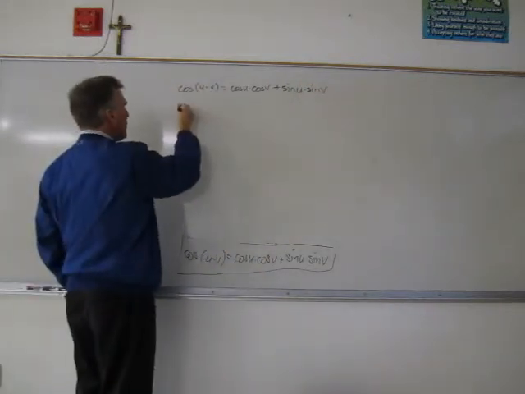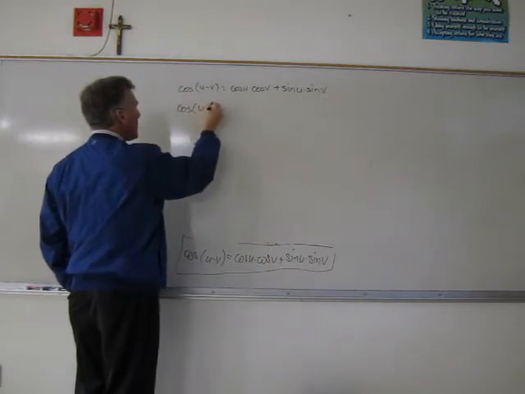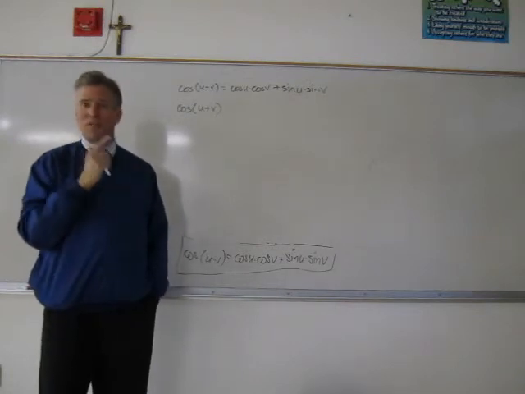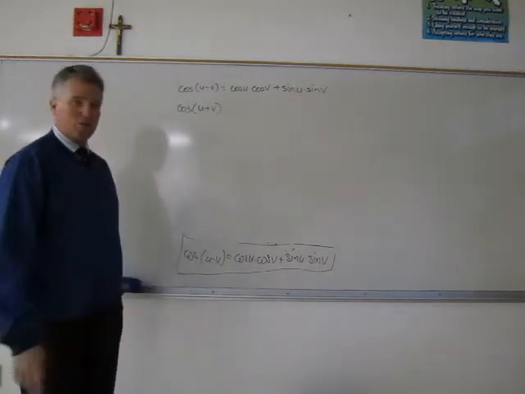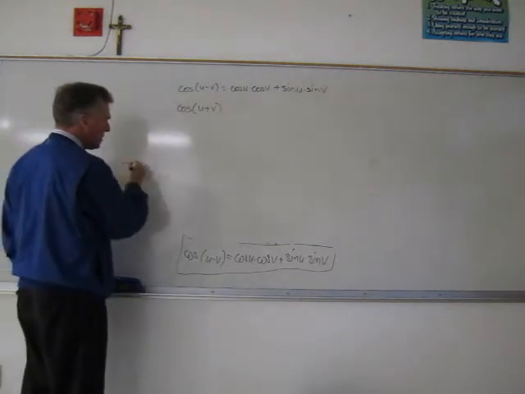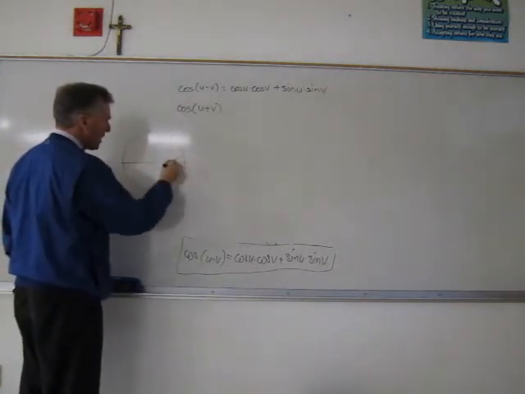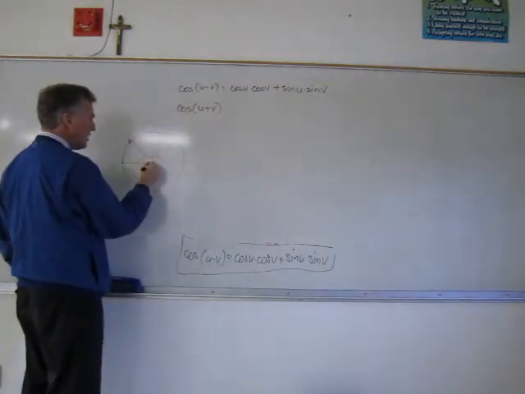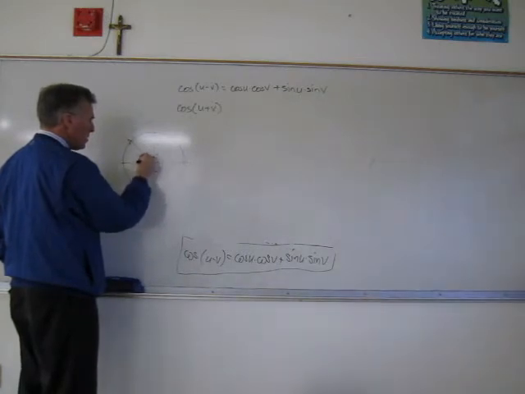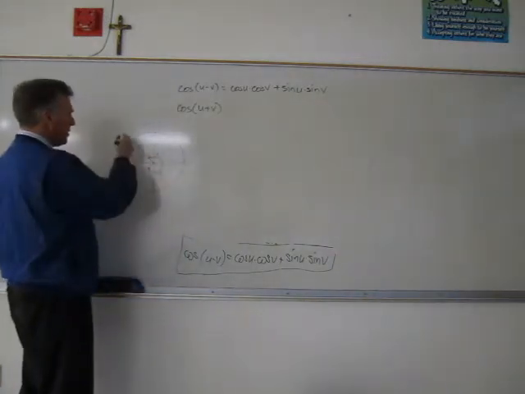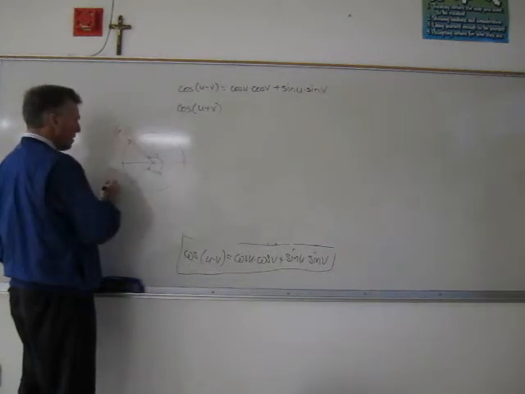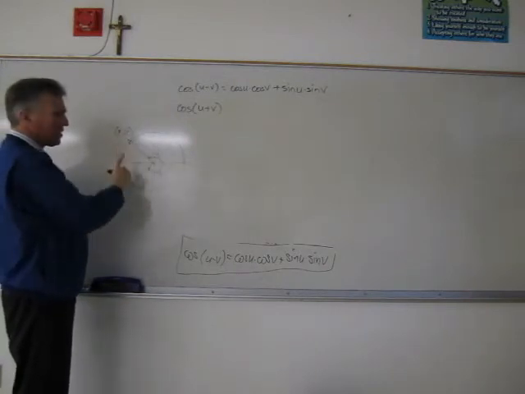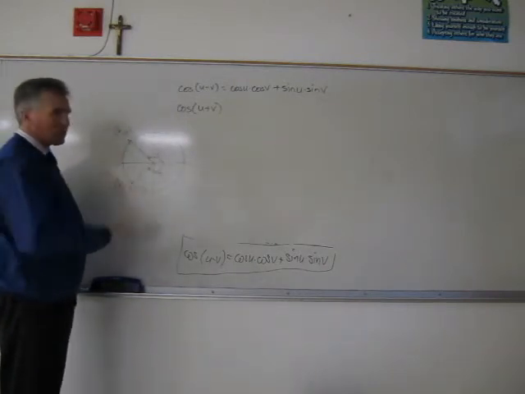Well, the question would become, what's cosine of u plus v? How can I use this based on previous information? Well, let's go back to chapter 5 and recall the negative angle identities. Here's angle t, and here's angle minus t. The points here, x, y, the point here, x, negative y.